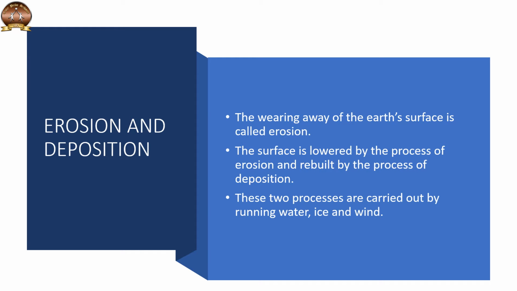Erosion and deposition. The wearing away of the earth's surface is called erosion. The surface is being lowered by the process of erosion and it is rebuilt by the process of deposition. These two processes are carried out by running water, ice and wind. Broadly, we can group different landforms depending on elevation and slope as mountains, plains and plateaus.